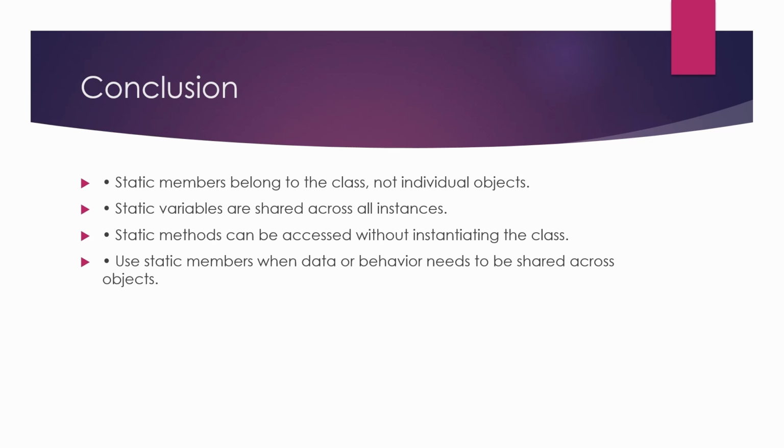In conclusion, static members are powerful tools in OOP. They belong to the class rather than individual instances and can help manage shared data or functionality. Static variables are shared across instances, while static methods can be used without creating an object. Use static members when you need shared data or behavior across all instances of a class.